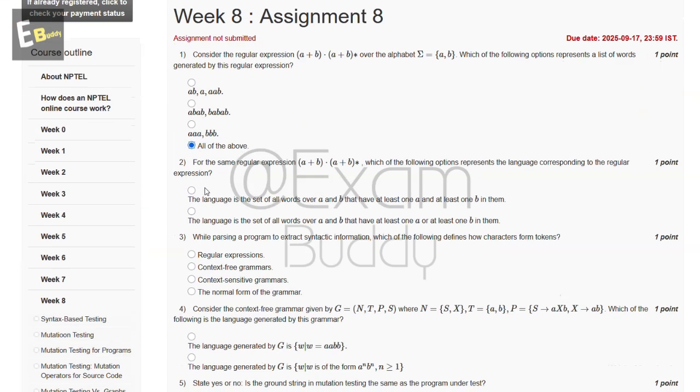Now the second question is, from the same regular expression, which of the following options represents the language corresponding to the regular expression? So these are the options, and the answer to our second question is B. The language is the set of all words over a and b that have at least one a or at least one b in them.